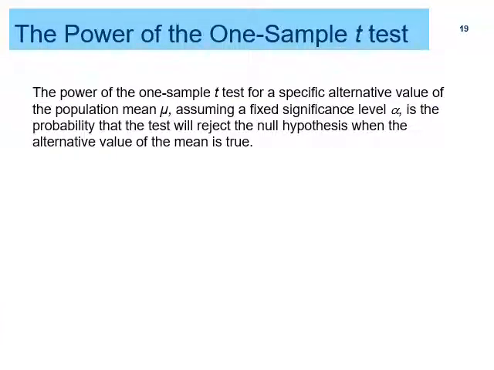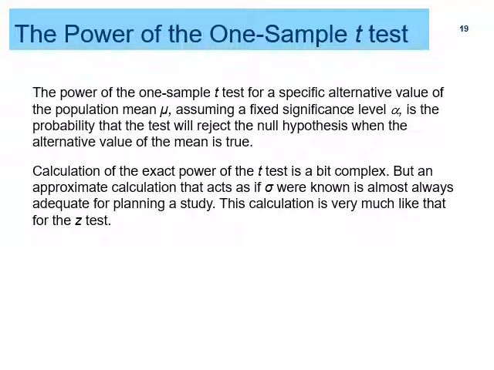Now the power of the one sample t-test. The power of the one sample t-test for a specific alternative value for the population mean mu, assuming a fixed significance level alpha, is the probability that the test will reject the null hypothesis when the alternative value of the mean is true. The calculation of the exact power of the t-test is a bit complex, but an approximate calculation that acts as if sigma were known is almost always adequate for planning a study. This calculation is very much like that for the z-test. We have earlier seen in the z-test how to calculate power.